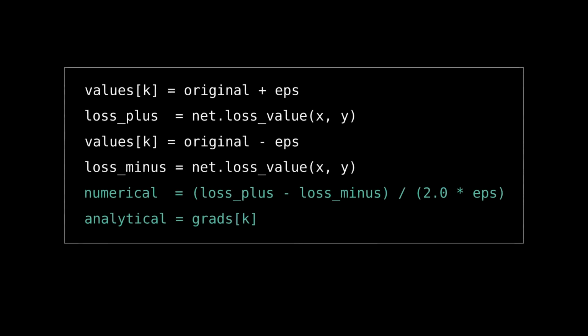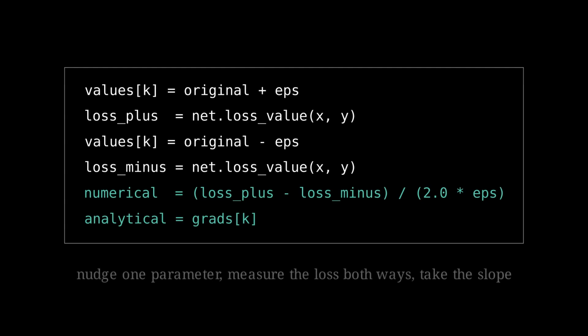We have hand-derived every gradient in the network. Which raises the only honest question left. How do we know we got the calculus right? We never trust a gradient we did not check. And there is a beautiful way to check one, using no calculus at all.